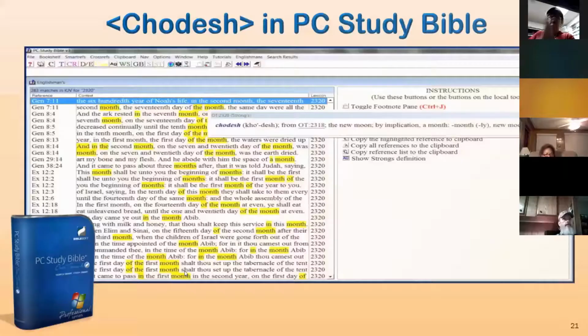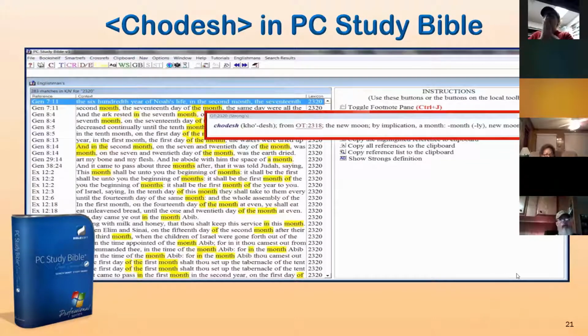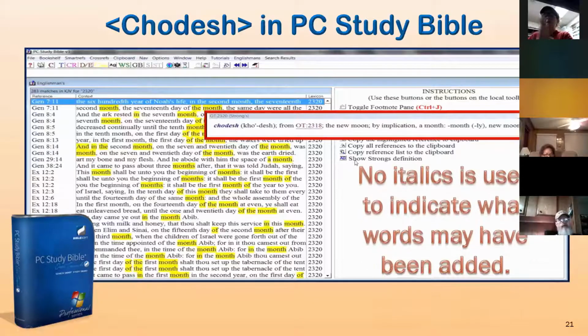Okay. Let's go to the PC Study Bible. That's the program that I've been using for many years. Right here, when I say show the Strong's definition, it comes up, Kodesh, from 2318. And there again, exactly the same definition. There's no italics. Okay, this is in the PC Study Bible.